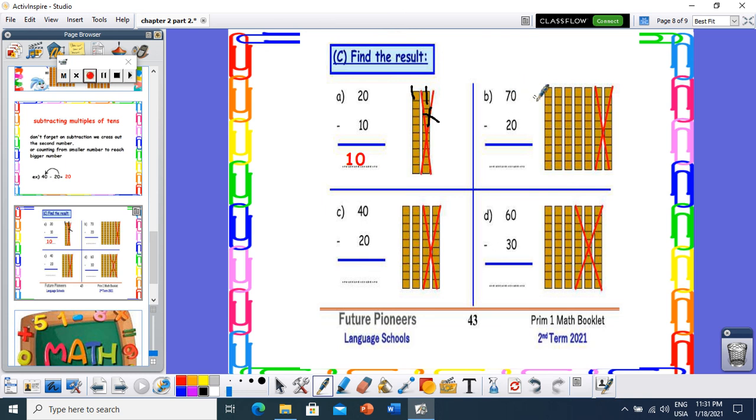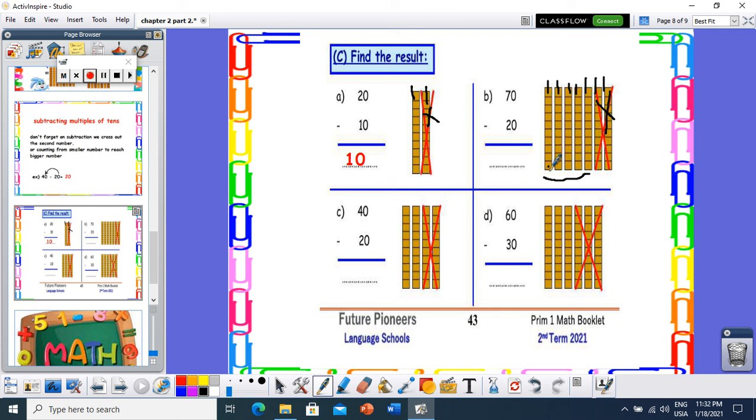70. So how many bars of chocolate do I have to draw? 7. 1, 2, 3, 4, 5, 6, 7. Minus 20, I need to cross out how many bars of chocolate? 20, which means 2. So I cross out 2 bars of chocolate. 1, 2. So how many bars of chocolate remain?